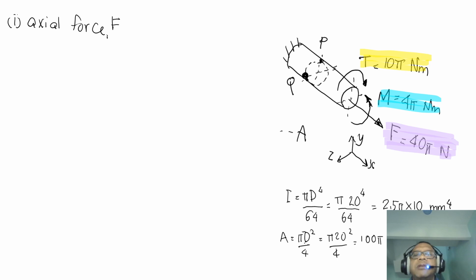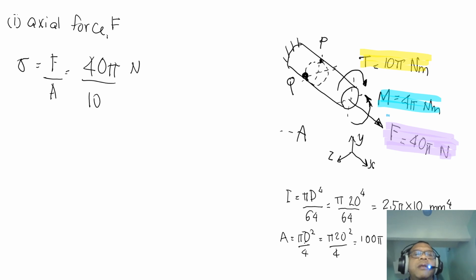So from the axial force, we are looking at this axial force. I have to determine the stress due to axial force at points P and Q. So again, we know the stress is equal to F over A, and we know what F is. F is 40π Newton, and then A is 100π mm².